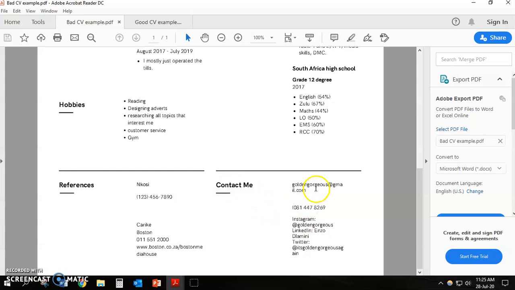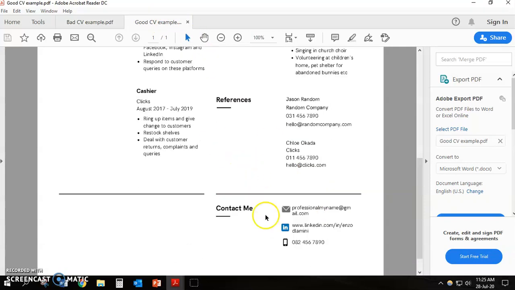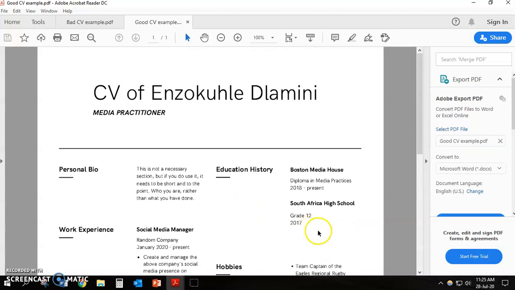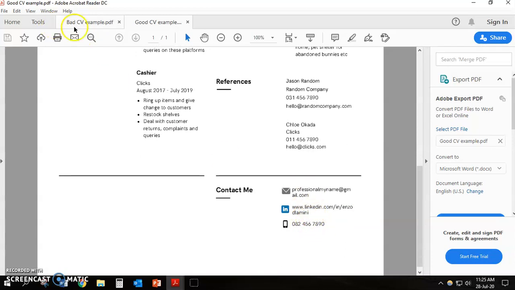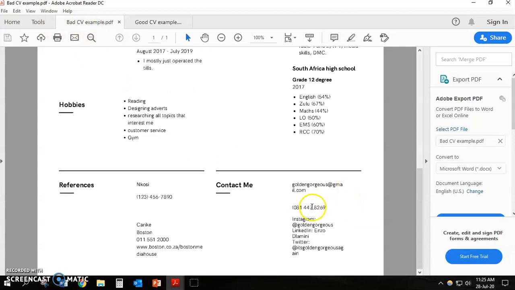So they've given me a terrible email address. Seen here, it needs to be professionalmyname@gmail.com. So really, their email address should be enzogutledlamini@gmail.com or any change of that. This person is goldengorgeous@gmail.com. I don't take them seriously for a second. Their phone number, they've left the brackets off the other side of the dialing code.